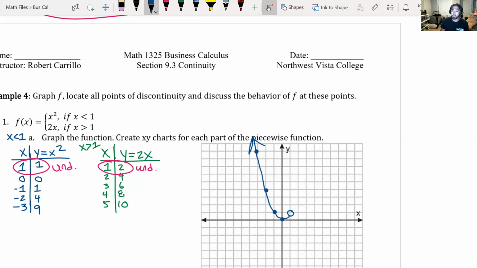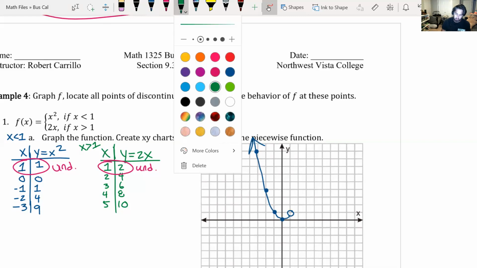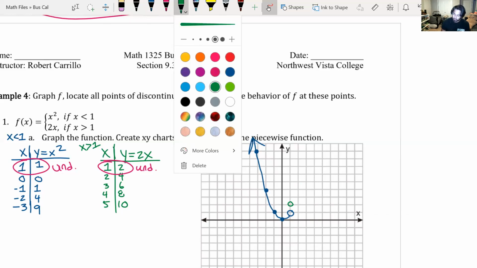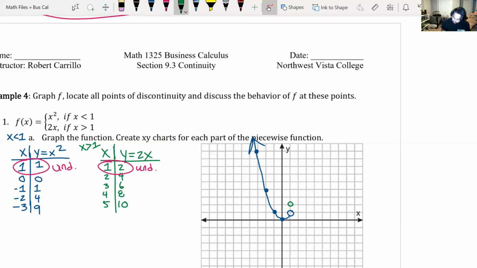There's the blue function from the XY chart. Open circle at 1, 1. Okay. And then the next one, 1, 2, again at 1, and then 2, I'll have an open circle. And then plot 2, 4, 3, 6, 4, 8, 5, 10.